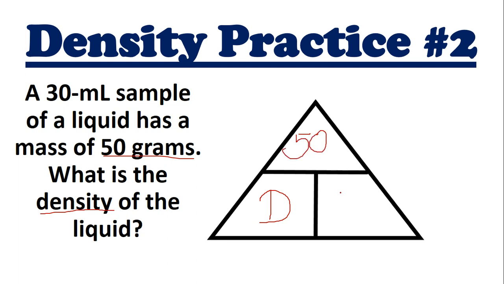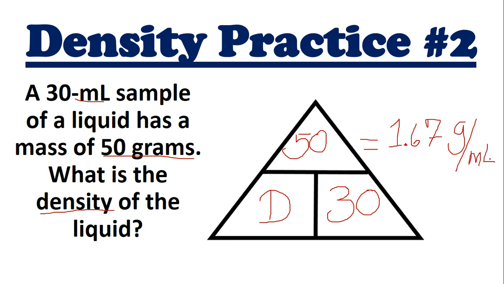And then it says the volume is 30. It doesn't say volume, but volume is milliliters, and it's also the only other available number out there. So how would we do the math? Is this 30 divided by 50 or 50 divided by 30? It's 50 divided by 30. So if we do the math, we get 1.6 repeating. So I'm just going to do some rounding, 1.67, and it's grams per milliliter.